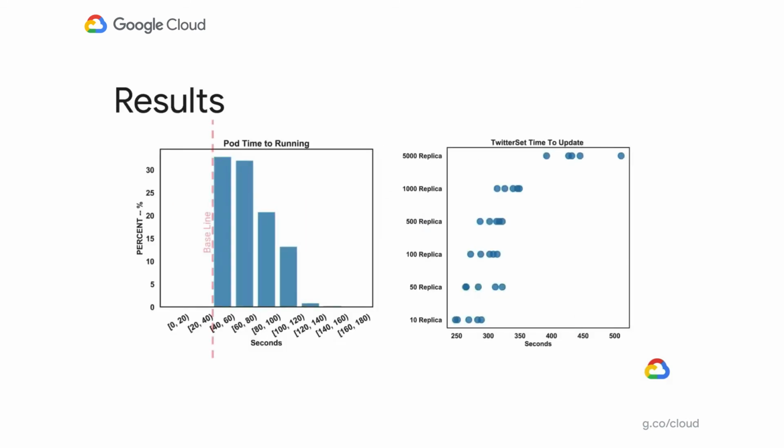So with that, let's look at some results. We have the time to running for pods shown as a histogram on the left, and time to update for different sizes of Twitter sets across different measurements as a scatter plot on the right. We see that 95% of the pods are transitioning to running in less than 2 minutes. Note that this actually includes that 40-second baseline overhead, 30 seconds for pod delete grace period, and 10 seconds for minimum ready seconds in our test setup. Given the baseline, we see that mean time to running is 29 seconds, which is within bound. We also see that the largest Twitter set with 5,000 replicas takes on average 7 minutes to update, which is, again, within our 10 minutes SLO bound.